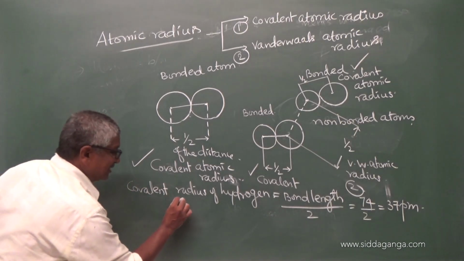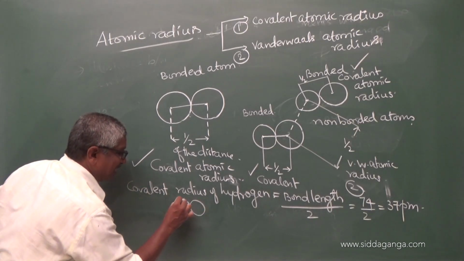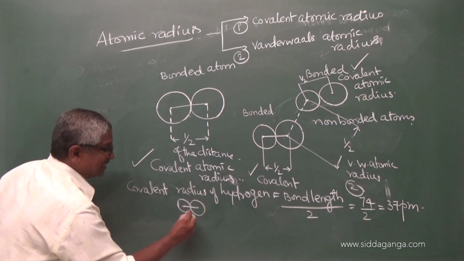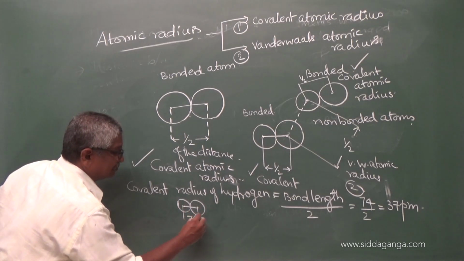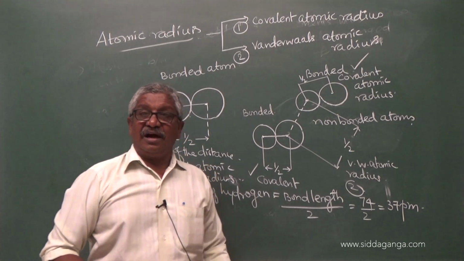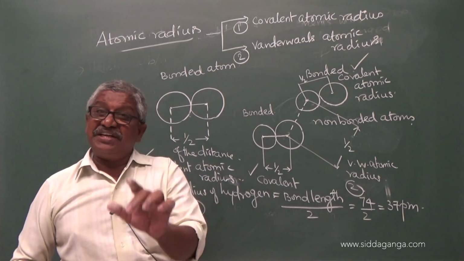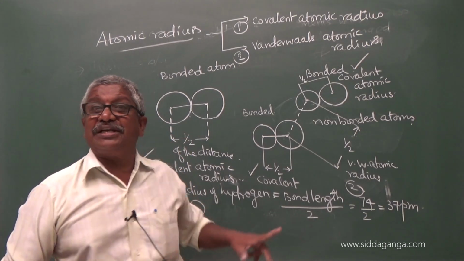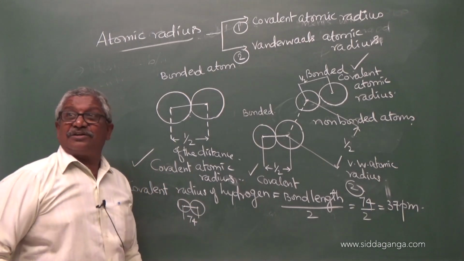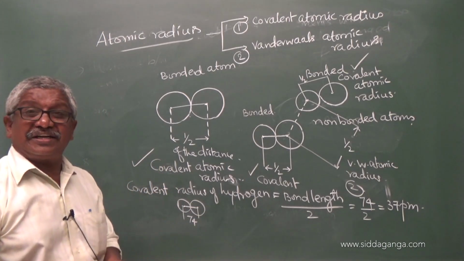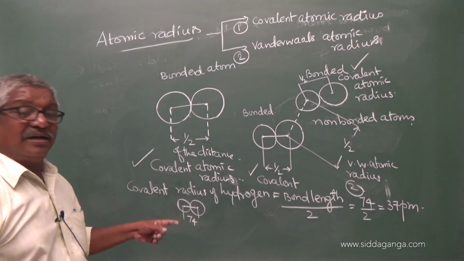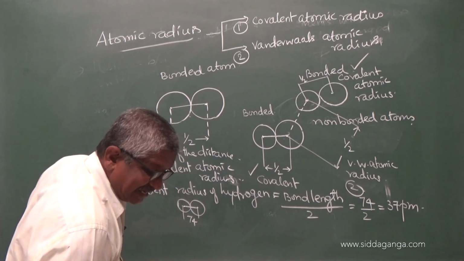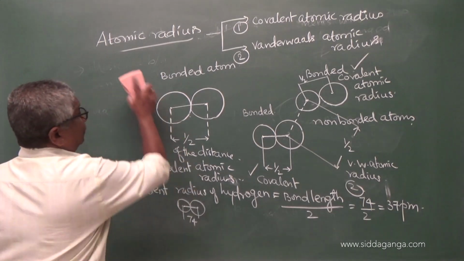Hydrogen means one hydrogen atom is connected with another hydrogen atom. So here the center of the nucleus to the center of the nucleus distance is 74. So half of the distance between the centers of the nuclei of the two bonded atoms gives the covalent atomic radius. And in the next case, another example, the covalent radius of chlorine.